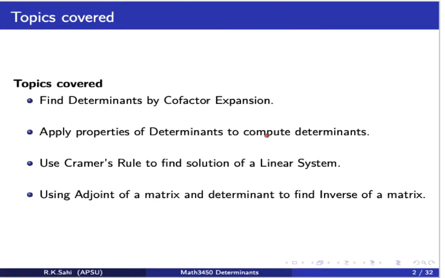We're going to find the determinants by a cofactor expansion, apply properties of determinants to compute determinants of a matrix, then use Cramer's rule to find the solution of a linear system, and use the adjoint of a matrix and determinants to find the inverse of a matrix. So let's first start with what is a determinant.